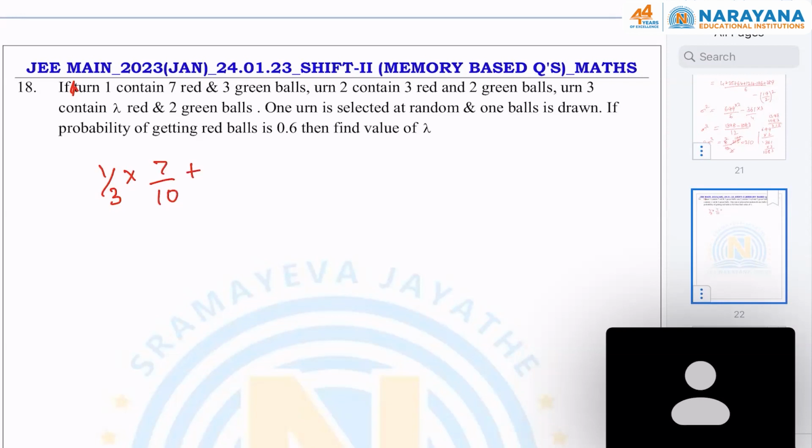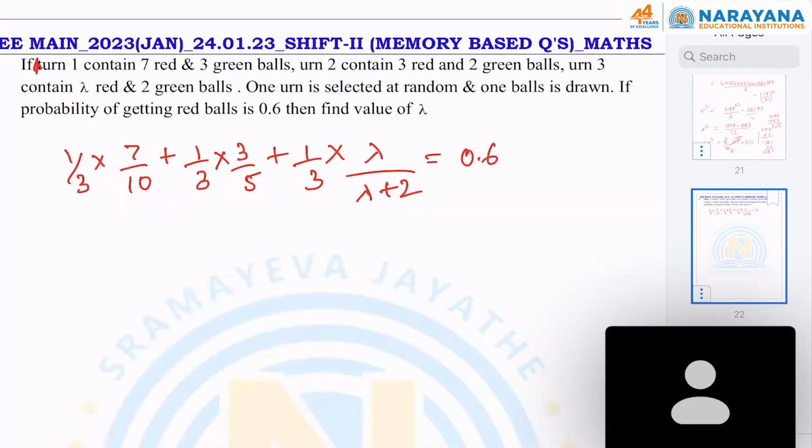Next, the probability of choosing the red ball from the second urn is 1 by 3 into 3 by 5, plus 1 by 3 into lambda by lambda plus 2. The total number of balls is lambda plus 2 and lambda are red. It is given as 0.6. So here 7 by 30, and 1 by 3 into 3 by 5, plus 1 by 3 into this, is given as 0.6. So I will write it like this: 0.7 plus 0.6 plus, taking 3 to this side, lambda by lambda plus 2 is equal to 0.6.